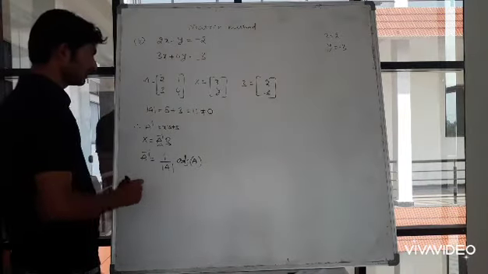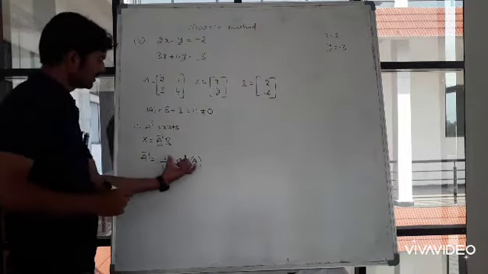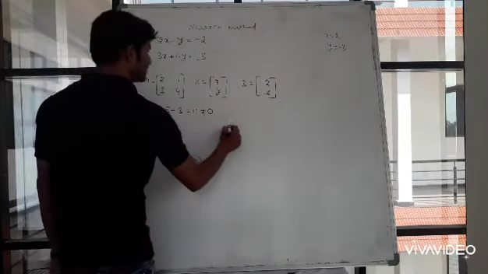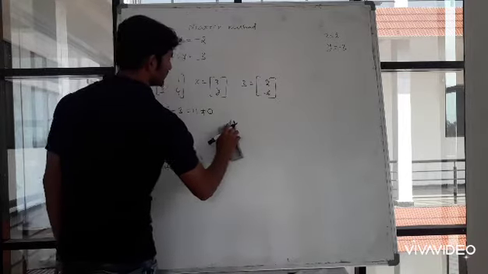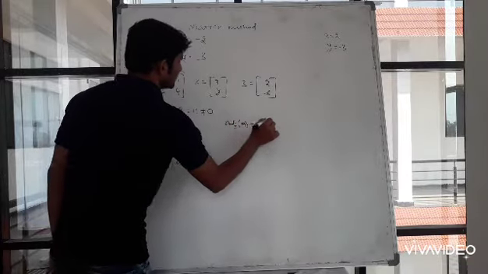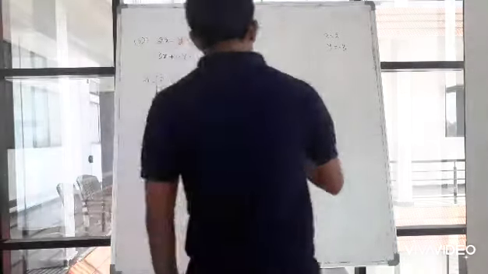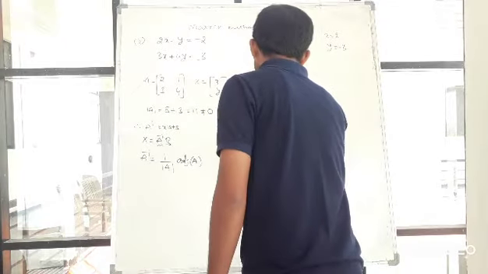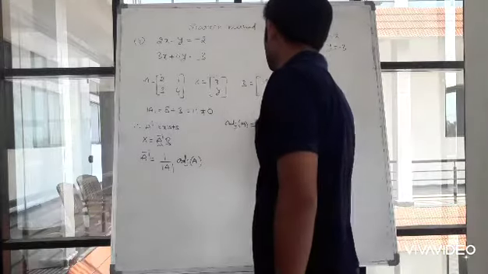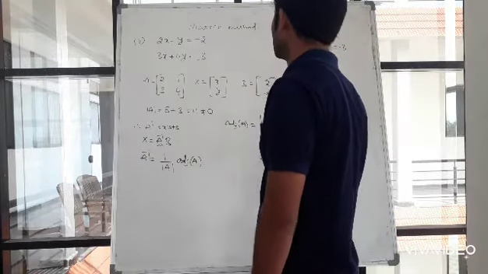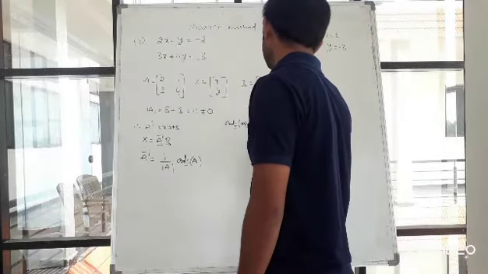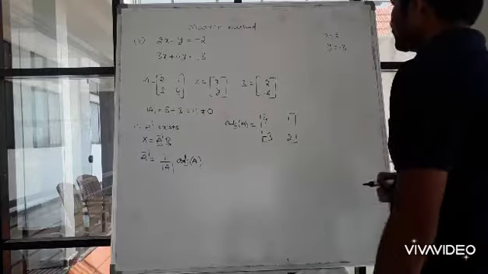Determinant A is already calculated, we got 11. Then the next work is to calculate adjoint of A. Adjoint of A, it is a 2 cross 2 matrix, very simple. If it is a 2 cross 2 matrix, then you need to interchange the principal diagonal elements: 4, 2. Then change the sign of non-principal diagonals: 1, it is minus.